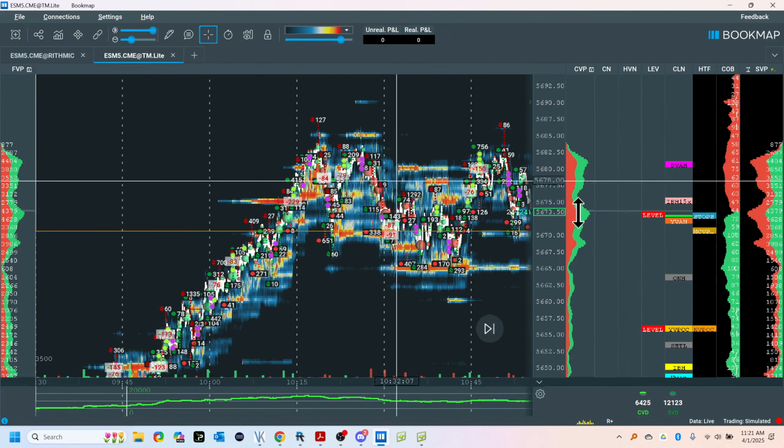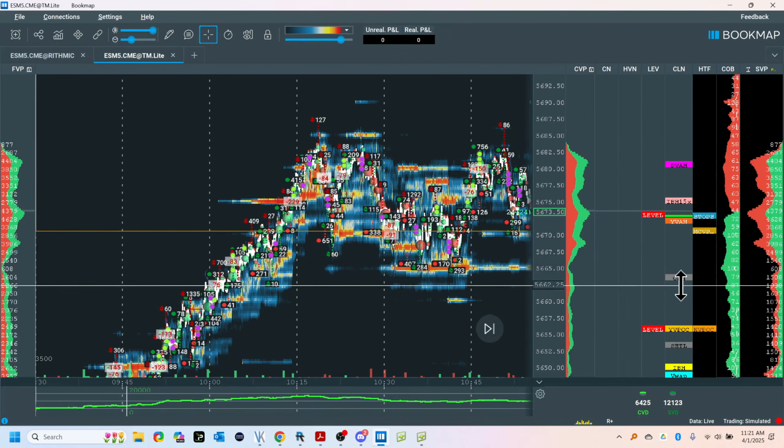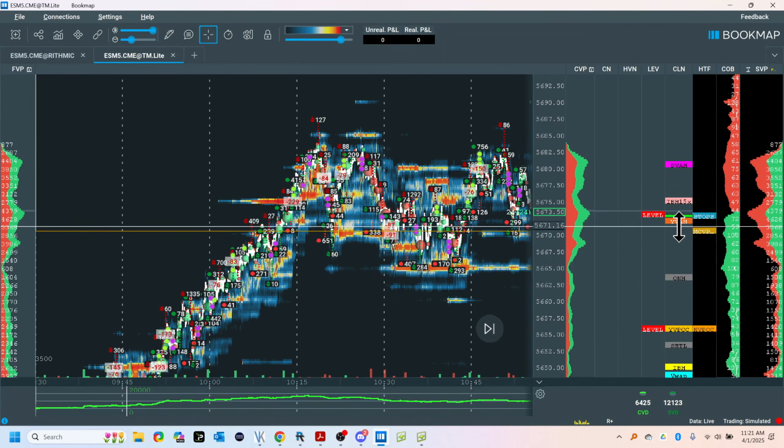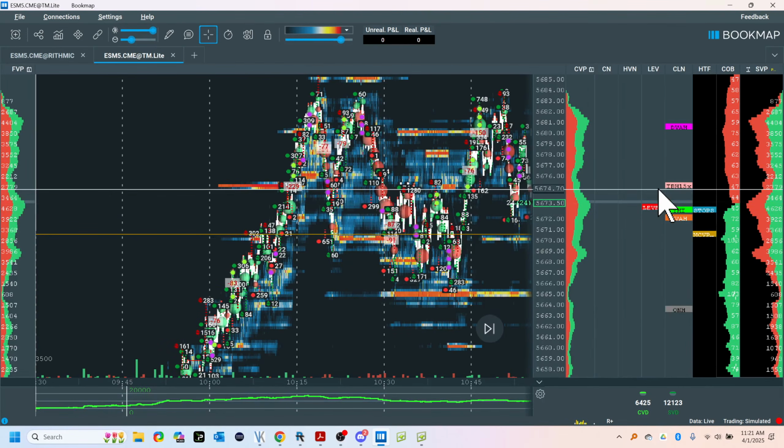So we come up here. Now these, remember the probabilities. 70% probability to go here. And then yesterday's high, about an 85% probability, which is over here. And then after that, up the food chain.